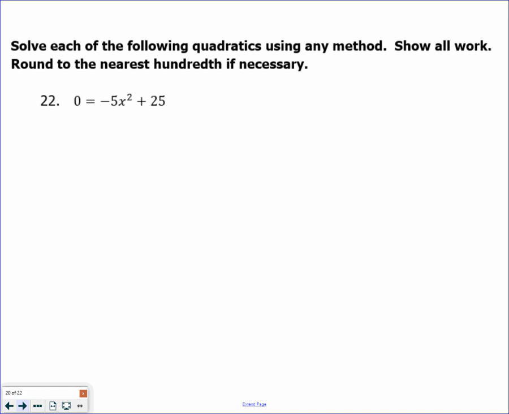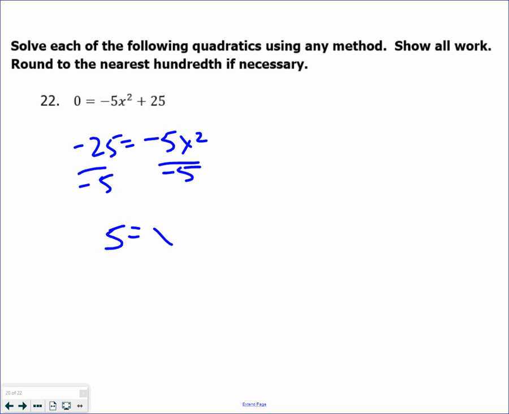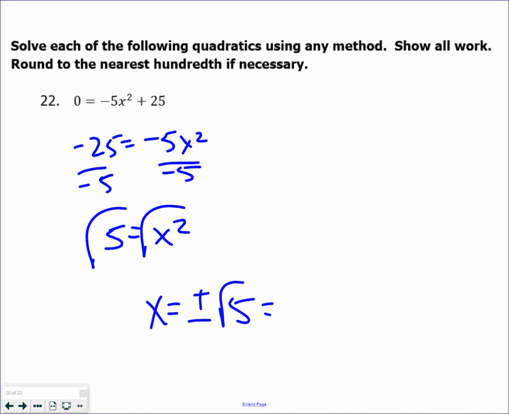The next one, I can solve this by the square root property. Anytime you only have an x squared, you should isolate the x squared and then take the square root of both sides. So I get plus and minus the square root of 5, and the square root of 5 on my calculator is 2.24. So plus and minus, rounding to the nearest hundredth, 2.24.